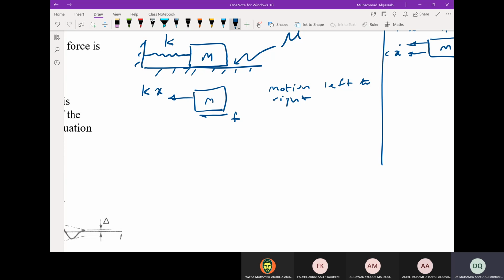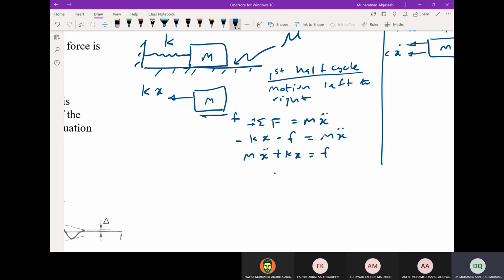And this is the free body diagram. Then you will use the sum of forces equal to m x double dot, with right being positive. So we have minus kx minus the friction force equal to m x double dot. Then we rearrange. F is a constant, so we can keep it on one side, and this will be m x double dot plus kx equal to F. F is equal to mu N, constant.